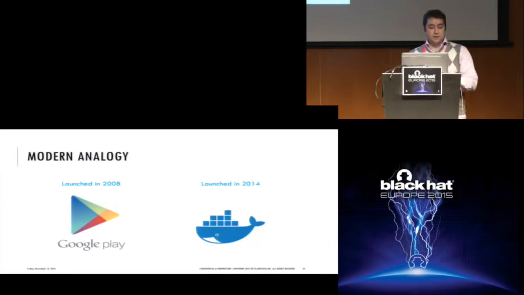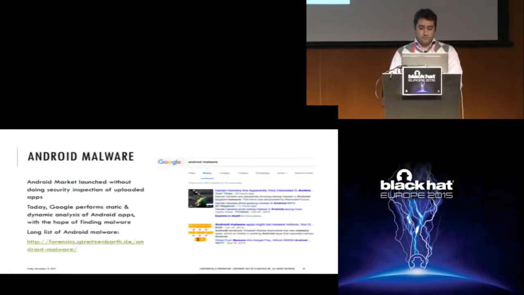If you look at Google Play as a modern analogy or metaphor to Docker Hub, when Google Play first started as the Android Market, there was no security inspection of anything uploaded to it. If you think about that now, it seems crazy. Today Google's performing static and dynamic analysis of everything uploaded. Now you could question whether they find anything, whether it's a total waste of their time, all of these kinds of things. But they do it because they have a malware problem, and they're likely to have one for the foreseeable future.